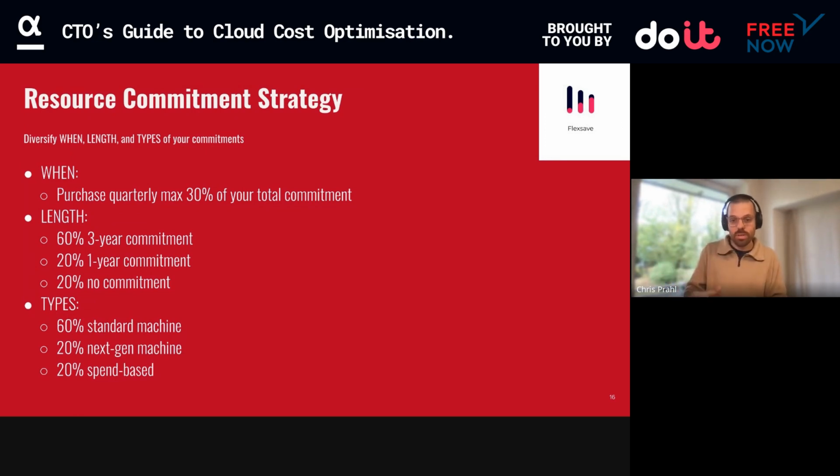FlexSave, our product, for example, is free to use as part of our reselling offering. It's going to inspect all of your running machines. If a machine runs for more than 24 hours, we immediately attach a savings plan, and you're going to have the same discount as a 1-year commitment. And you can switch it off at any moment and it's gone.